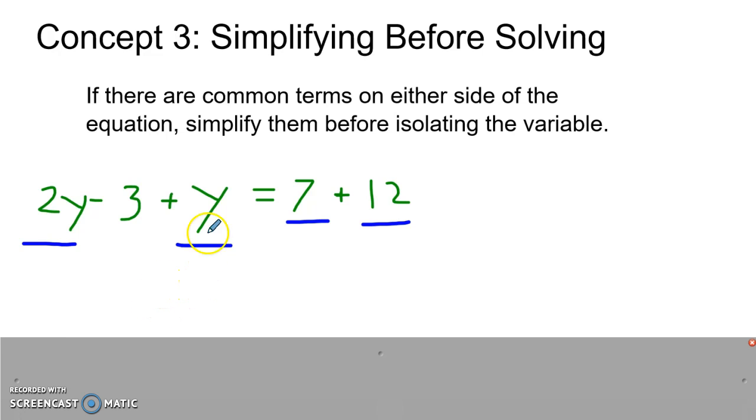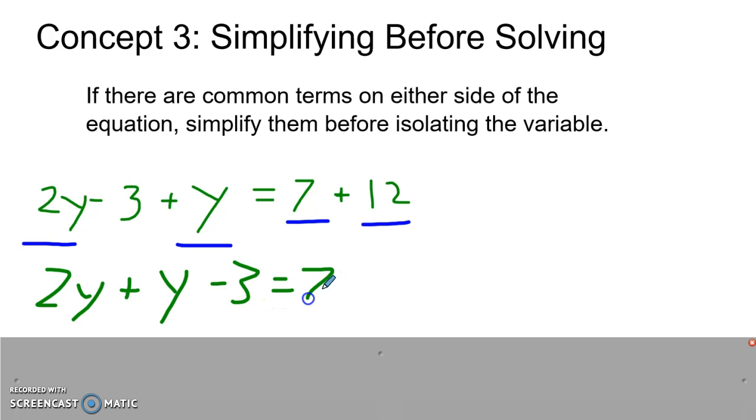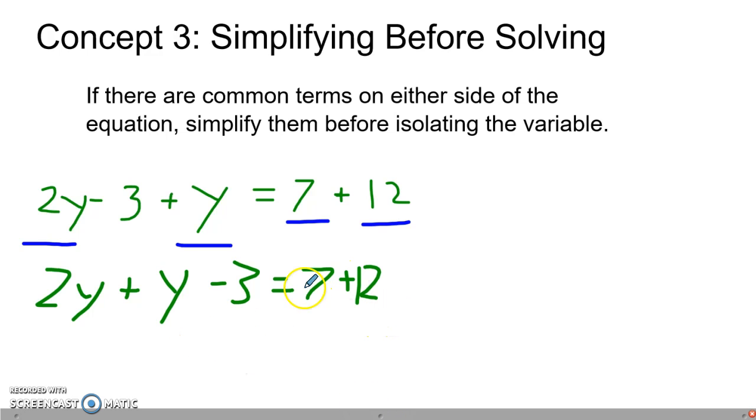Okay, so to do that, you can reorder, all right, associative property, so 2y plus y, 2y plus y minus 3 equals 7 plus 12. And then simplify: 7 plus 12 is 19. 2y plus 1y is 3y minus 3.